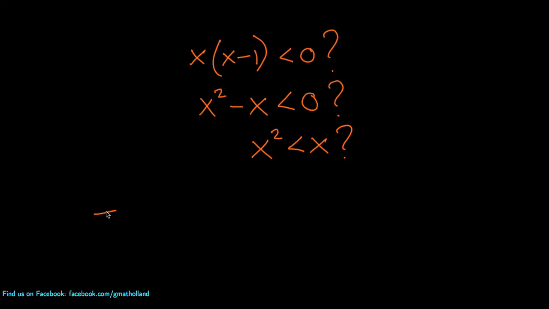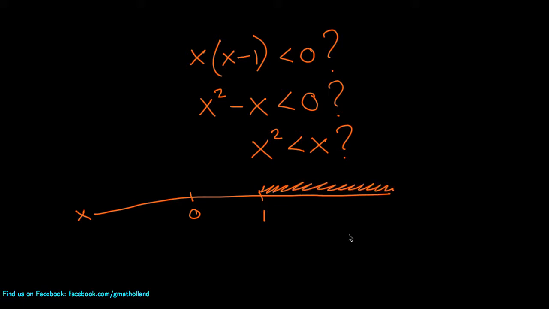Now, if we draw a line here with x, and we have 0 there and 1 there, we know that if x is greater than 1, in that case x squared is going to be greater than x. For example, 2 to the power 2, which is 4, is greater than the initial x, which was 2. So if x is greater than 1, we have that x squared is greater than x.